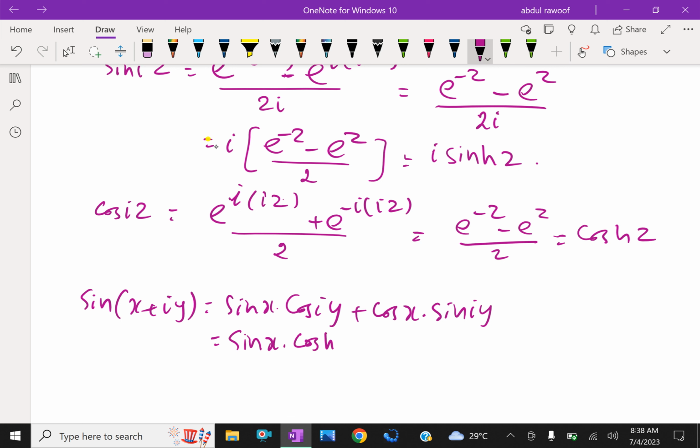Plus cos x times sin iy, which is i sinh y, so i cos x sinh y. Hence sin(x plus iy) equals sin x cosh y plus i cos x sinh y, using sin iz equals i sinh z. So hence proof.